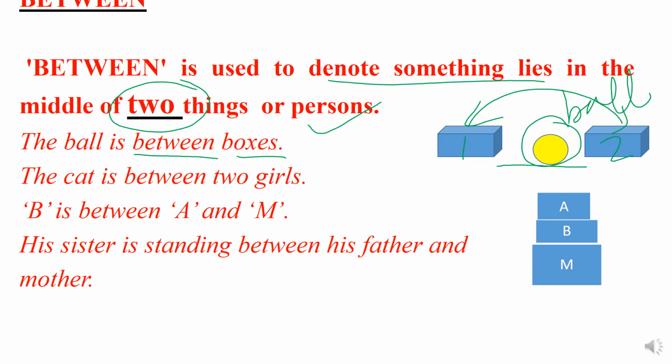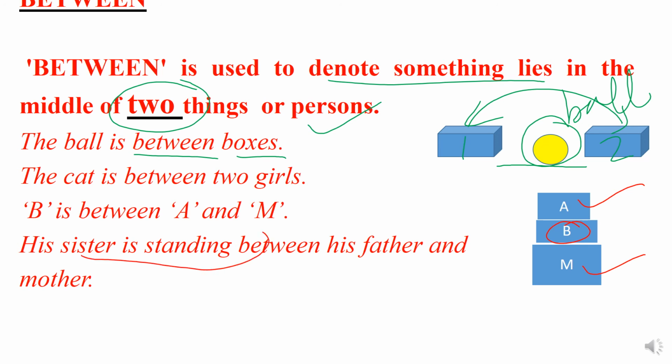Okay, in the same way the cat is between two goals. Now you can understand the cat is between two goals. In this picture you can see B is between A and M. His sister is standing between his father and mother. I think you are getting this.